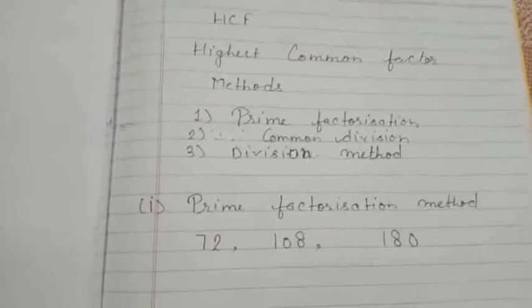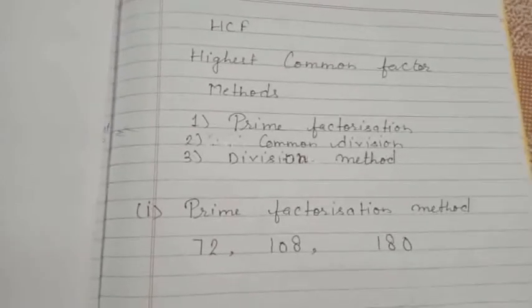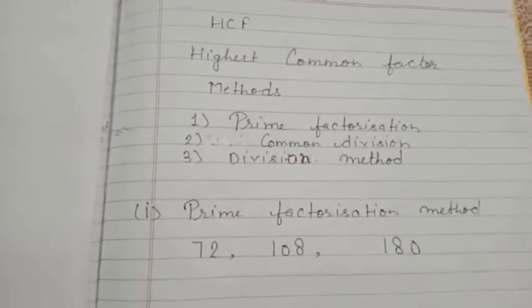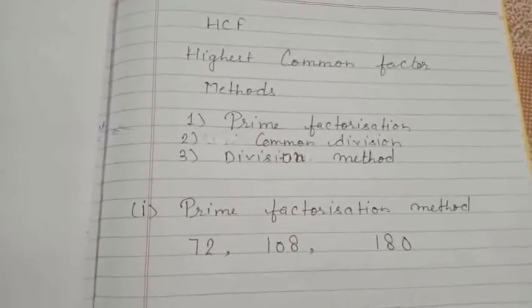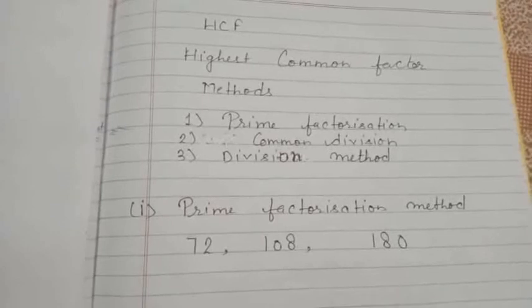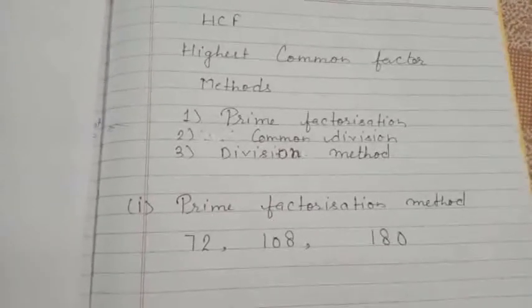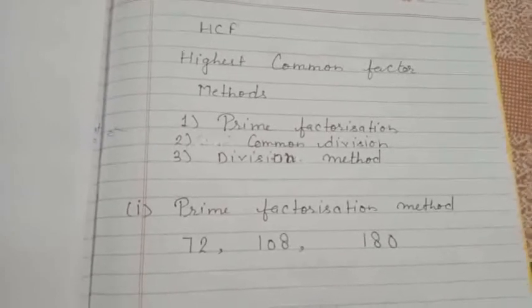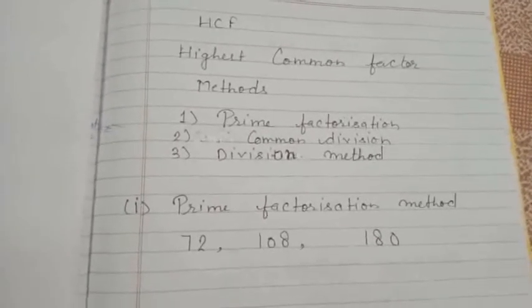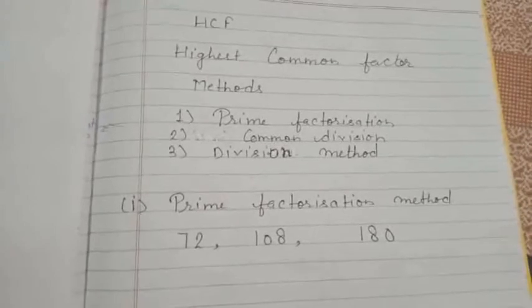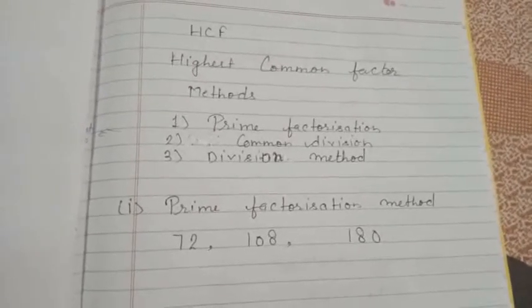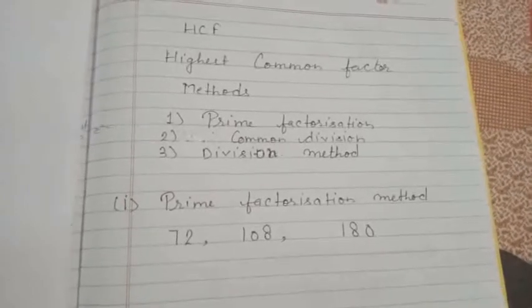Hello students. In previous videos we have learned about the multiples and the factors. In this video I will tell you about the HCF and LCM. HCF is the highest common factor. HCF of any two or more numbers is the number by which all the numbers will be divided completely.